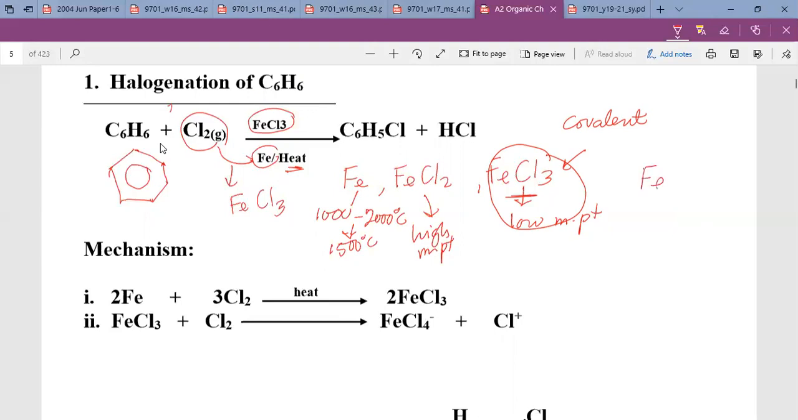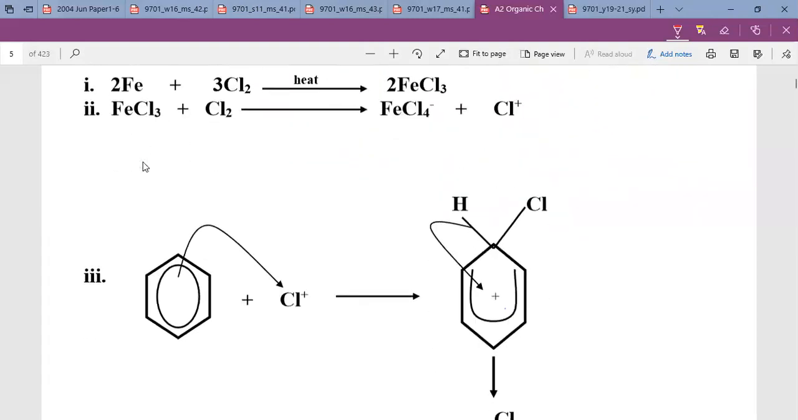We draw the cross and dots. It's a covalent substance, so it's lacking 2 electrons to form an octet, and this makes it a halogen carrier. Now I'm going to explain this. There are 2 ways to make it, but you must get FeCl3. So Fe is 3 plus here. You can use it directly as the catalyst, or you can generate it from iron plus Cl2.